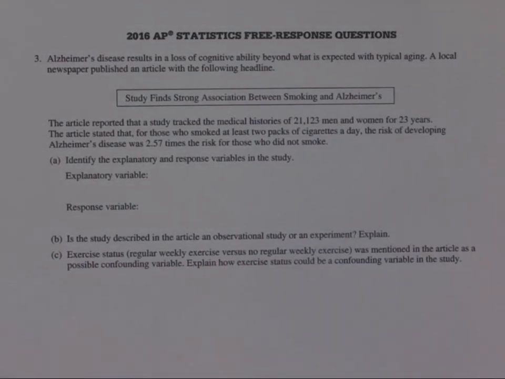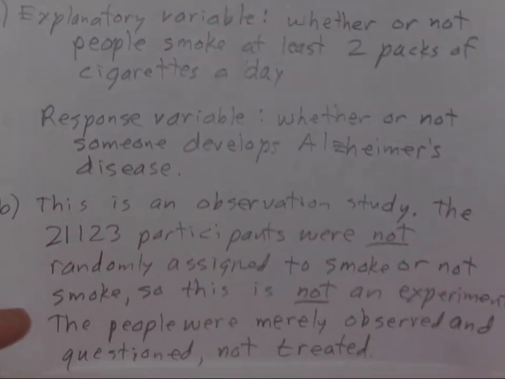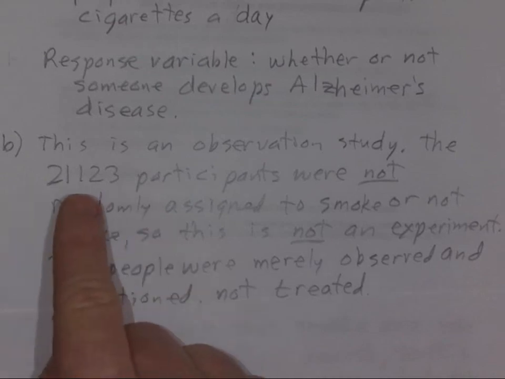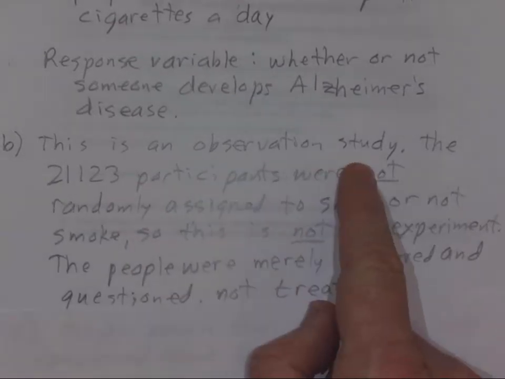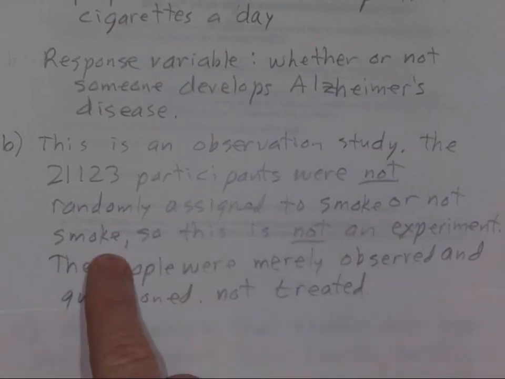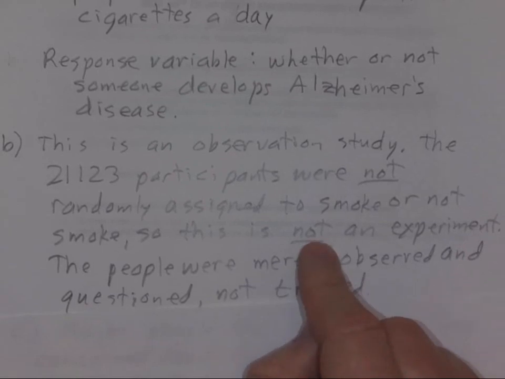Is it observational? An experiment means that our subjects are having a treatment imposed upon them. They aren't just being observed. So this distinctly was not an experiment because they were being observed. The way you need to explain that is this. First of all, answer the question: this is an observational study. The participants were not randomly assigned to smoke or not smoke, so it's not an experiment. The people were merely observed and questioned, not treated. So you had to clearly state that they were not being treated.